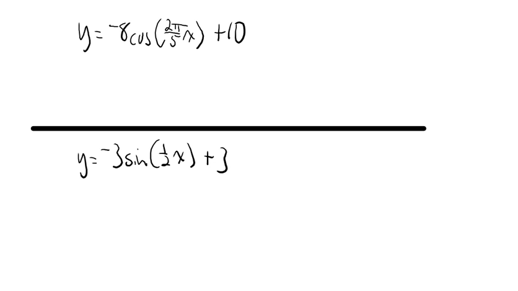Does anybody want to tell what you got for the period on the first one? 5. Good. You should be getting 5 for your period on the first one. If you really think about it, you can see it. This b is 2 pi divided by the period. So if you have 2 pi divided by 5, that means the period is 5.